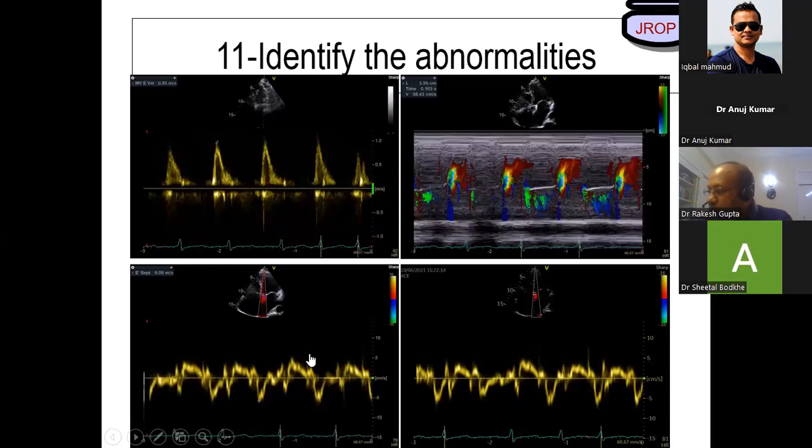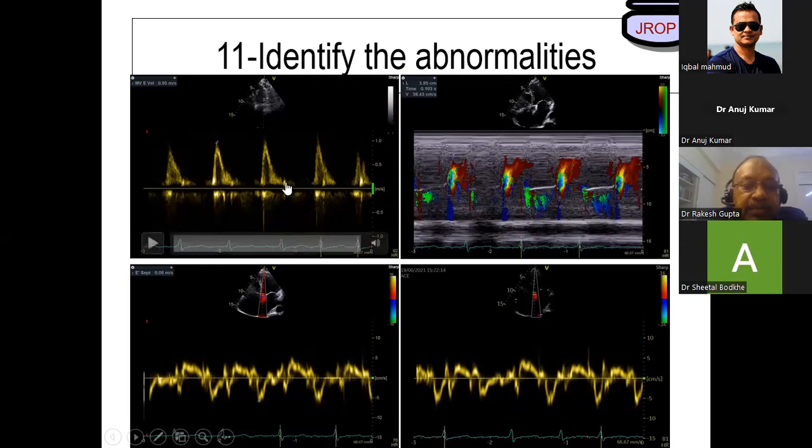Restrictive cardiomyopathy, sorry. E is taller. What kind of restrictive cardiomyopathy? Can you read this first slide? Sir, E wave is taller than the A wave. A is almost absent, sir. There is no A wave seen over here. Atrial fibrillation, sir. Correct.